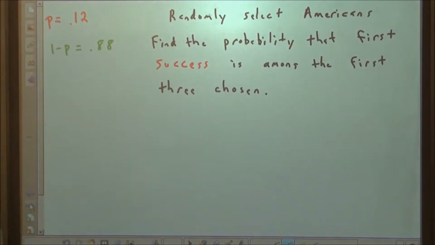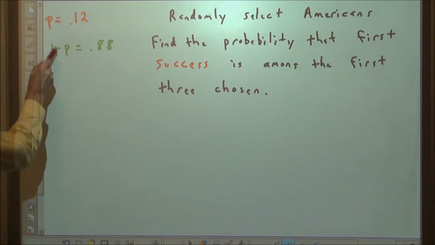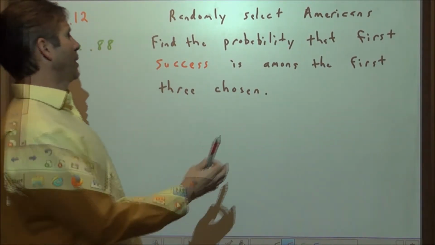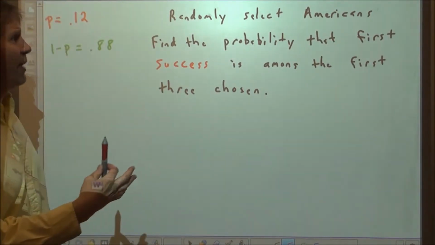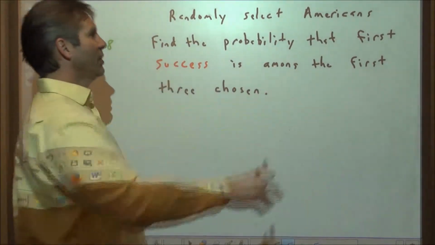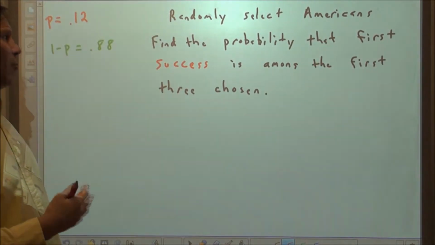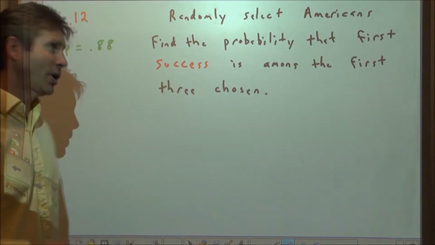Problems get a little trickier if we say something like this. Again, same scenario, success rate, failure rate. You recognize that from proportions. If we randomly select Americans, what's the probability we find the first success somewhere among the first 3 people chosen?